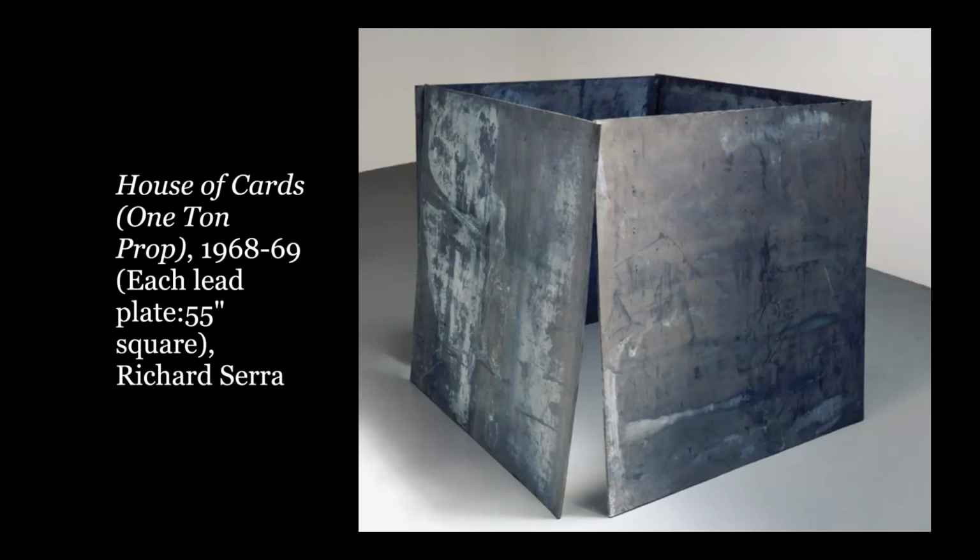House of Cards, for instance, is really all it is just four giant plates, these massive lead plates that are propped up against each other to form a cube. And they're not welded together, they're not really attached, they're just sort of leaned on each other. It's the sheer mass that stabilizes the structure. It's the presence of these just enormous heavy things.